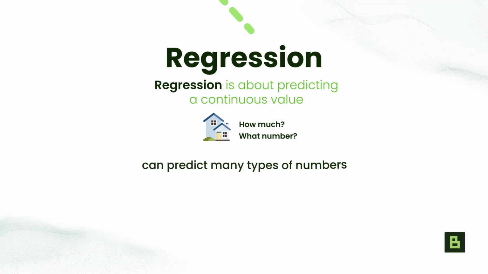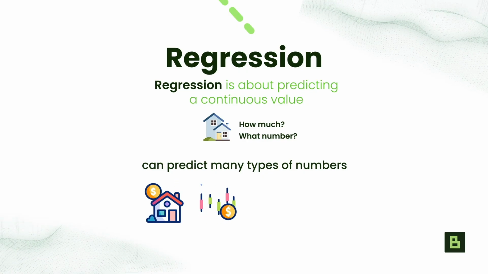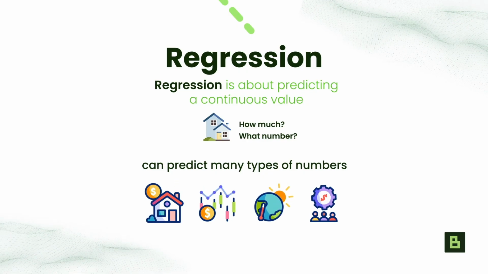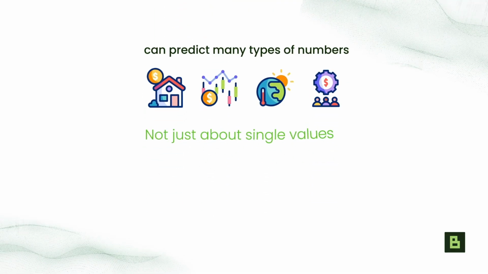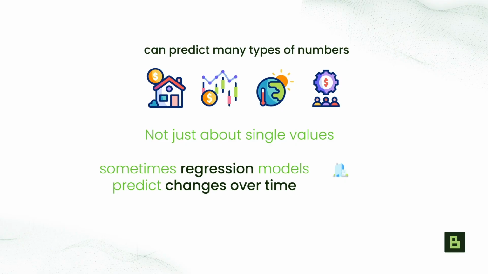Regression can predict many types of numbers: housing prices, stock market values, temperature forecasts, sales figures. And it's not just about single values. Sometimes regression models predict changes over time, like how a company's revenue might grow month by month.